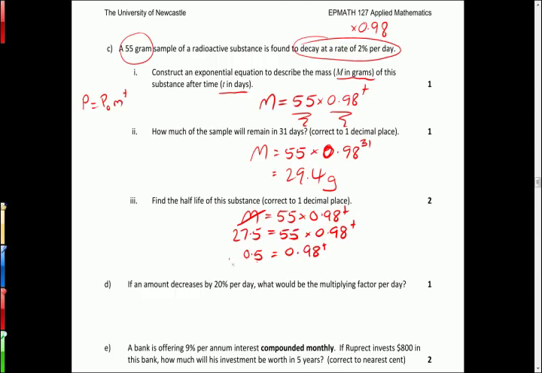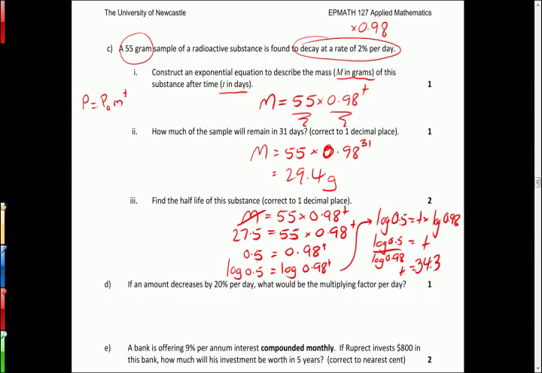I want to get the t down, so I can only do that if it's a log question. So I'm going to take log of the left and log of the right. Now I'm allowed to bring that power down, so it becomes log of the left equals t times log of the right, log 0.98. And how do I get that t by itself? I divide both sides by log 0.98. It becomes log 0.5 on log 0.98. So t equals log 0.5 divided by log 0.98 equals, I want 1 dp, which is 34.3, and it's a time. What's time measured in? Time is measured in days.